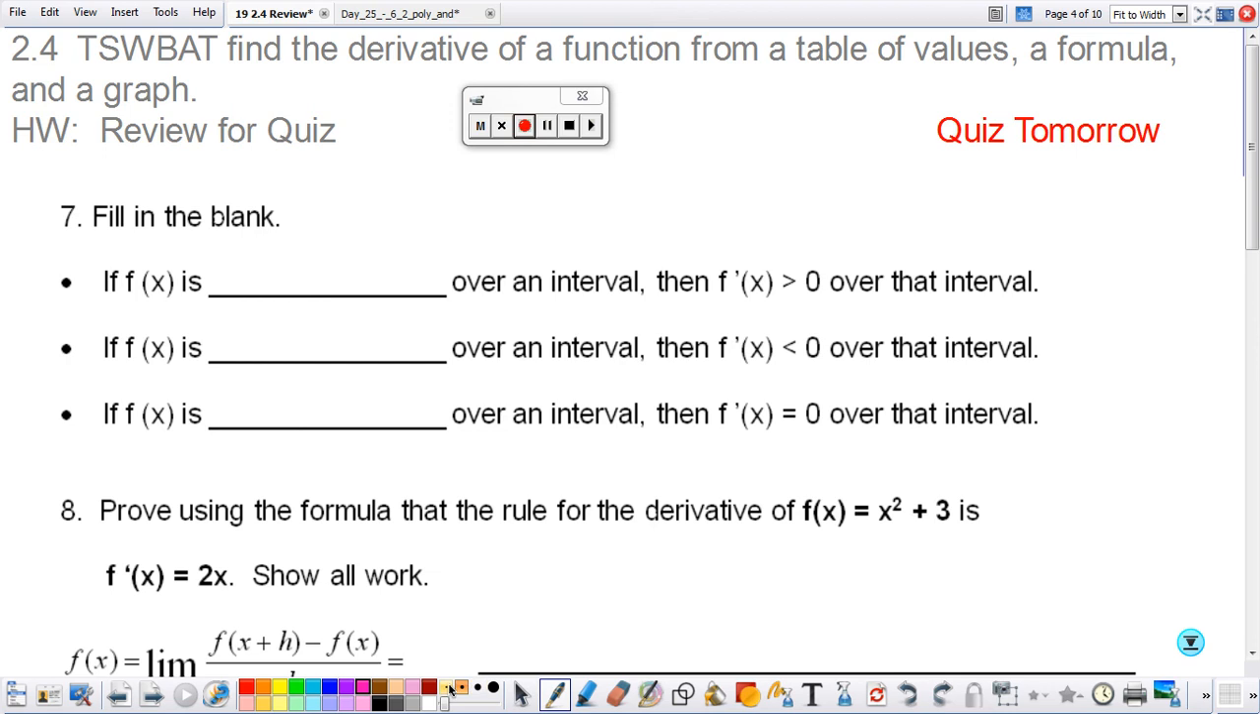Okay, so for filling in these blanks, if the original graph is increasing, then the derivative is positive. So that's when the original is increasing, that's when the derivative is positive. When the derivative is negative, that means the original is decreasing. And when the derivative is 0, the original graph has a max or min.